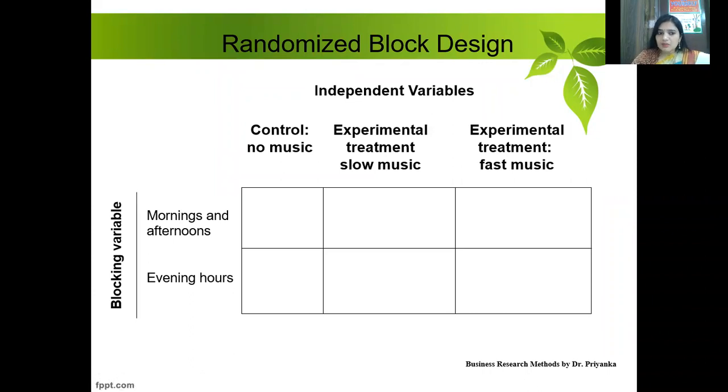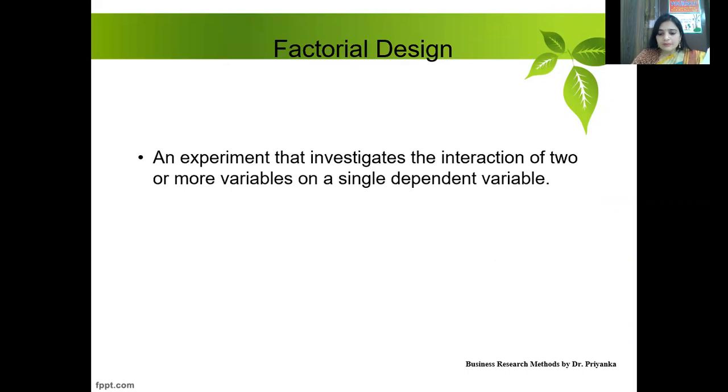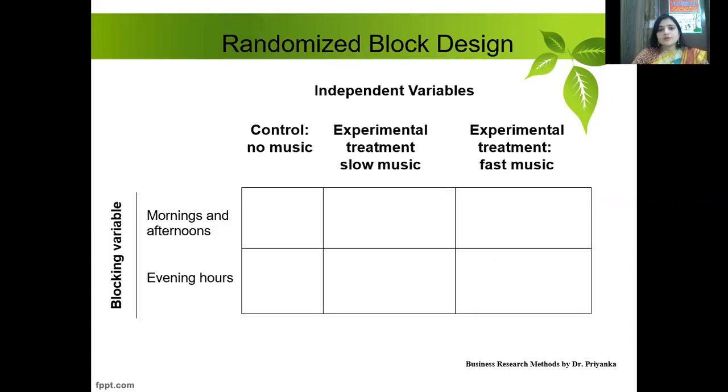Your independent variables and blocking variables would be shown in this way. You can actually control the fast and slow music like this. And you can have blocking groups like morning, afternoon, and then evening hours. This is how you will be able to block the extraneous variable's effect on slow and fast music.